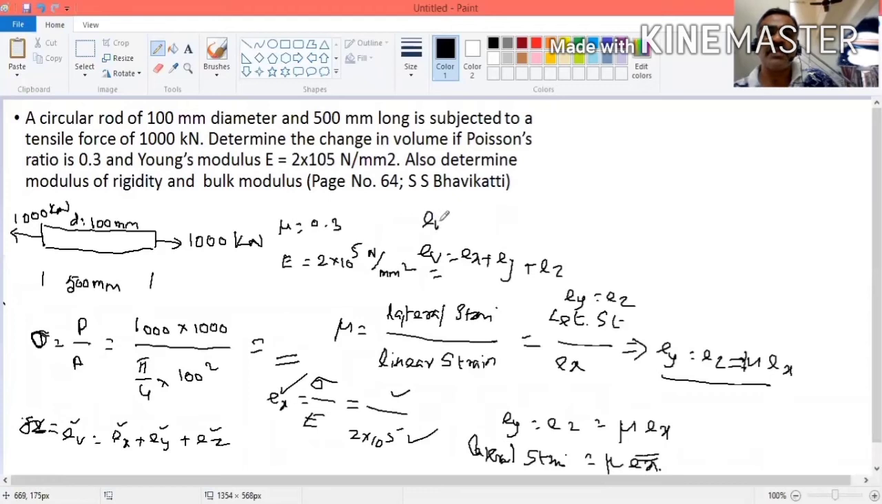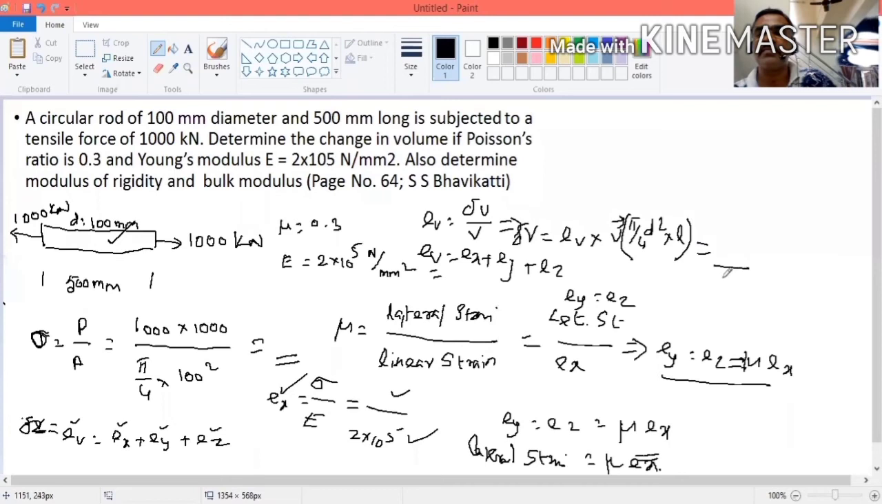What is volumetric strain? Ev is equal to change in volume by original volume. We want to calculate delta V, change in volume. Delta V is equal to Ev into volume. What is volume? Volume is equal to area into L, pi by 4 d square into L. By using this equation, you can find delta V.